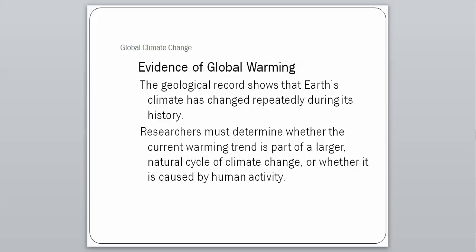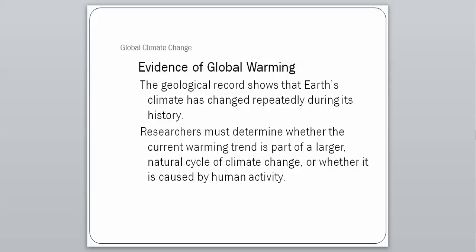And so some people might try to tell you that global warming is a fraud, but there is some evidence of global warming. So our geological record, however, does show that Earth's climate history has changed repeatedly during its history. So it could be things like the Ice Age. So there's no humans really around then burning up any fossil fuels, so that was just natural by the Earth.